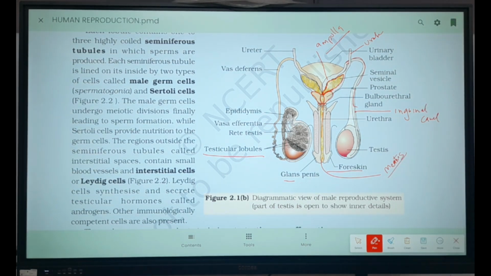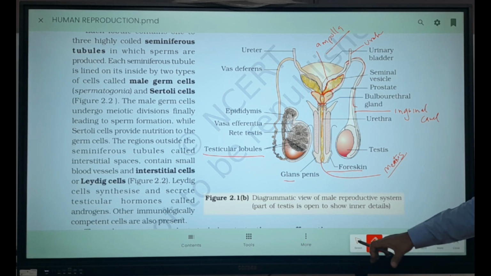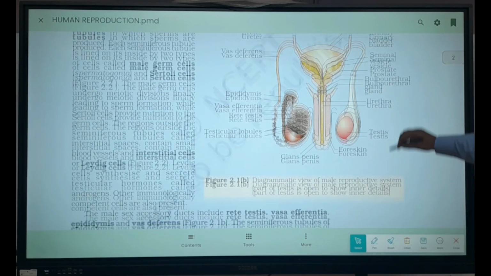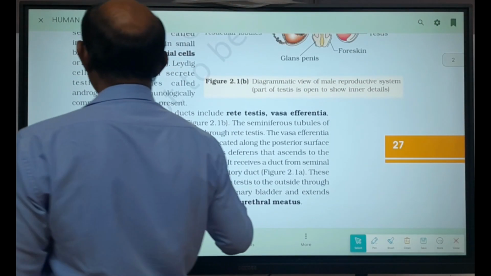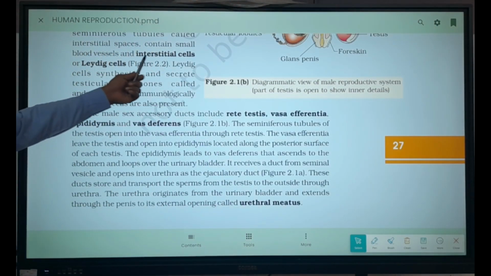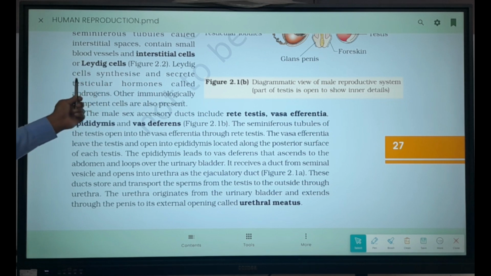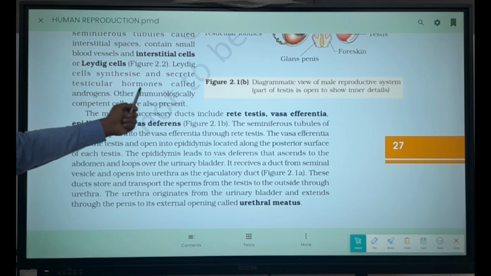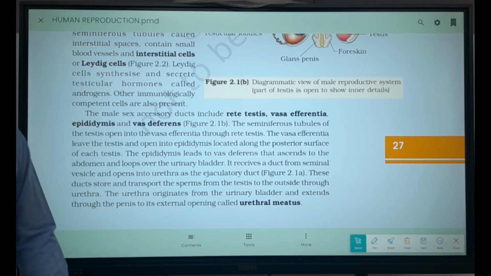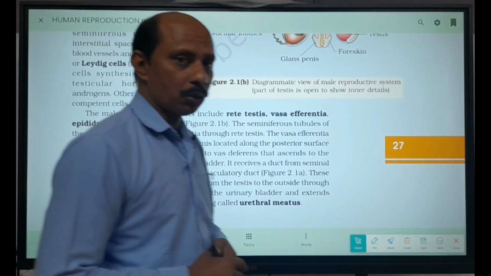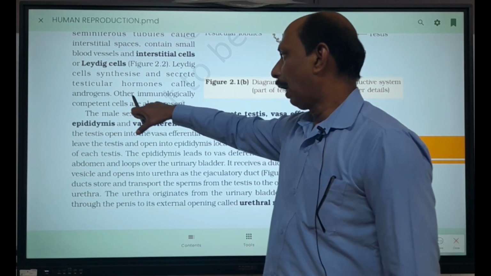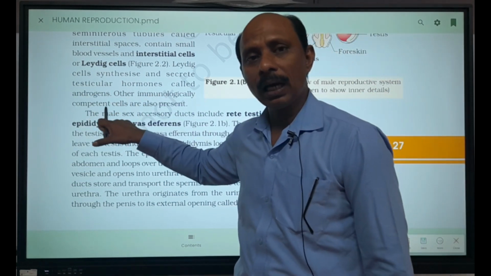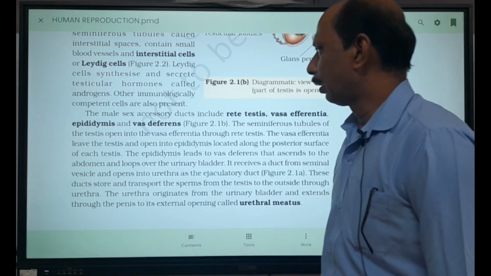Meatus, right. So this is the human reproductive system diagram. Here what is given? Interstitial cells or Leydig cells. Leydig cells synthesize and secrete testicular hormones that are called androgens, right. Leydig cells secrete some hormones like testosterone, right. So these are called androgens, right. Other immunologically competent cells are also present, okay.